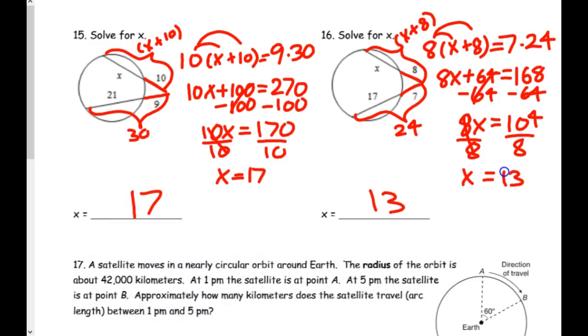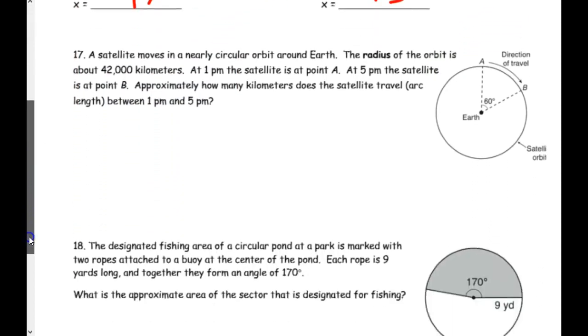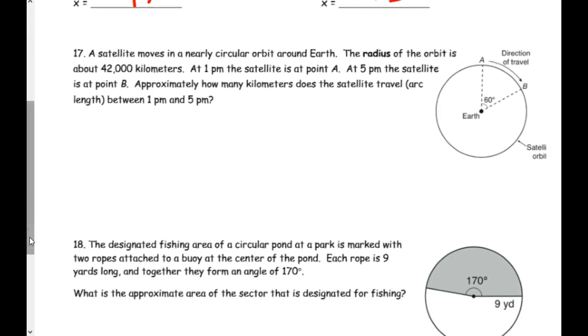Great. All right. The satellite moves in nearly circular orbit around the Earth. The radius of the orbit is 42,000. At 1 p.m. the satellite is at point A. At 5 p.m. the satellite is at point B. Approximately how many kilometers does the satellite travel?